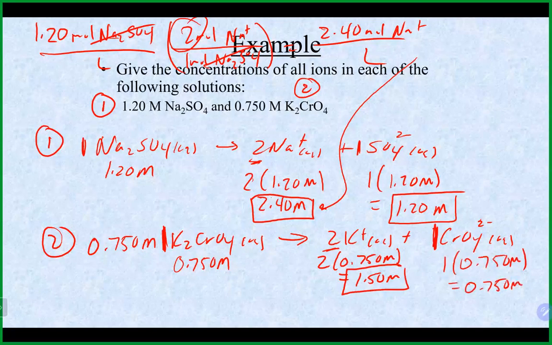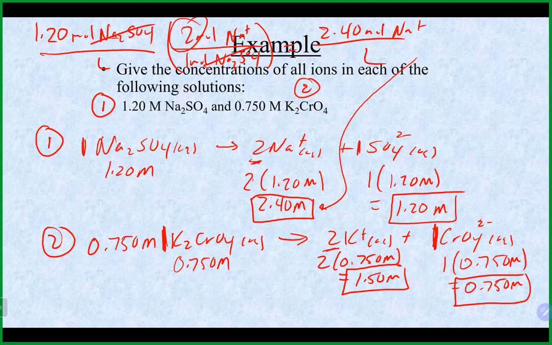0.75 molar. Any questions on, again, how to relate the concentration of the whole thing in an ionic compound to its ions? That's probably the easiest way. Again, if it broke apart into a 1 to 3 relationship, you would multiply by 3 and so forth, basically, is how you would do it. Any questions on that?